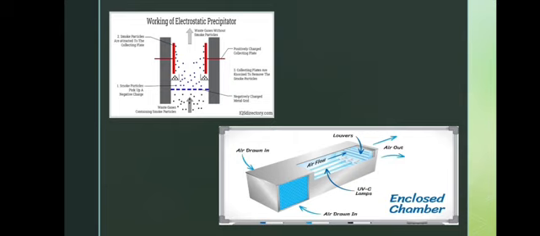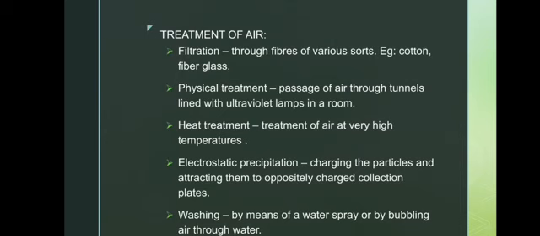At the end of the electrostatic precipitator, there are some oppositely charged plates, that is, positively charged plates. So our negatively charged particles get attracted to the positively charged plate, and there is also a collecting plate which collects the particles that are attached to the positively charged collecting plate. So when air gets out of the electrostatic precipitator, it is contaminant free, and it is a very efficient method for the treatment of air.